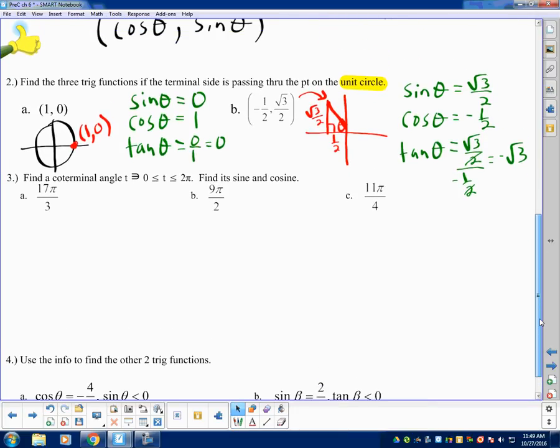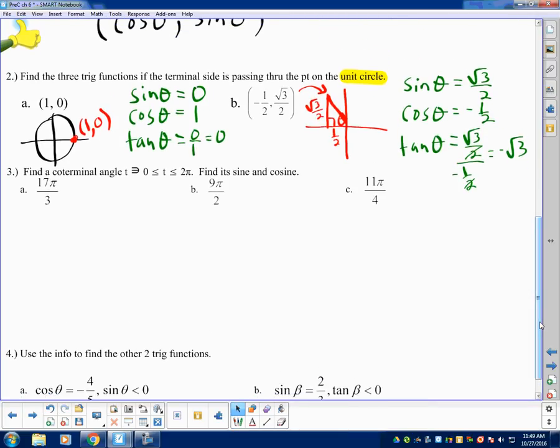So you did some of this for homework last night. The importance of finding a coterminal angle that is between 0 and 2 pi is that then it corresponds to one of those coordinates on the unit circle. And once it corresponds to one of those coordinates on the unit circle, then we can find the sine and cosine ratios, and then from those, any of the other 4 trigonometric ratios.